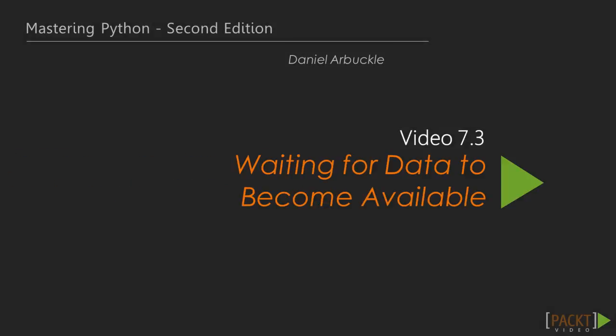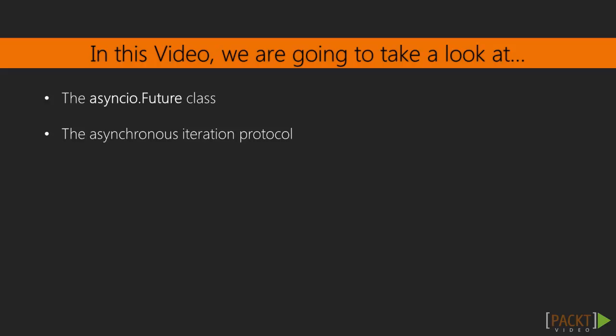In the previous video, we saw how to launch the Async IO event loop and scheduler and add coroutines to it as tasks to execute. In this video, we'll learn about Async IO's future class and how to wait for data we don't have yet.